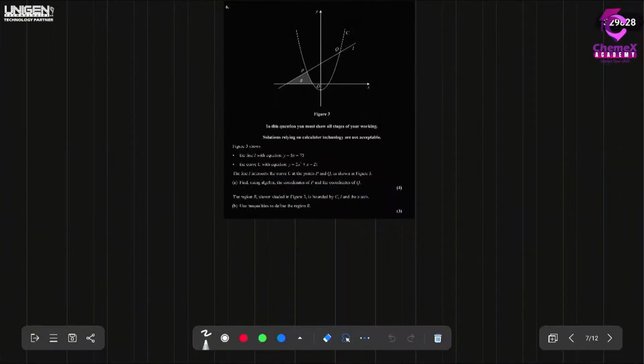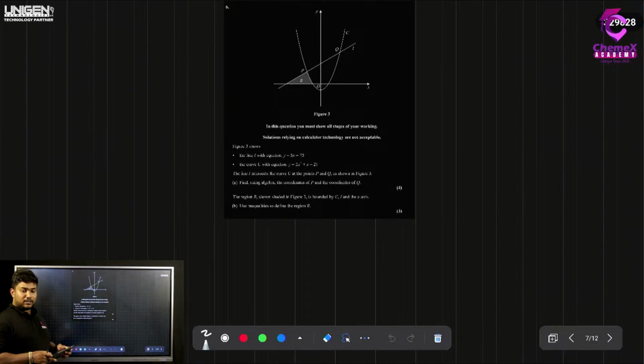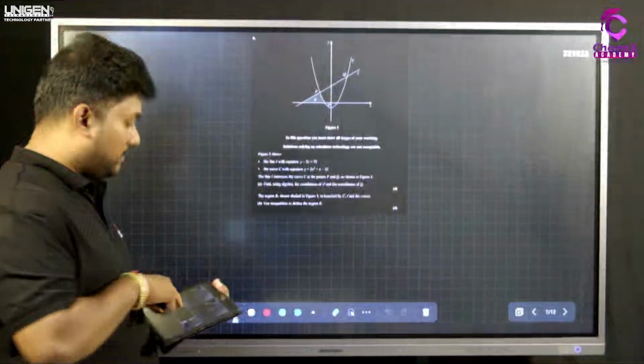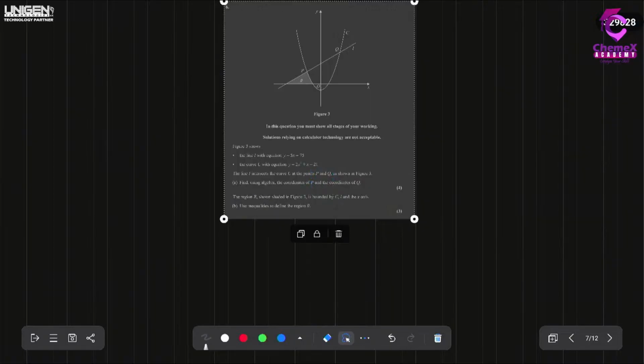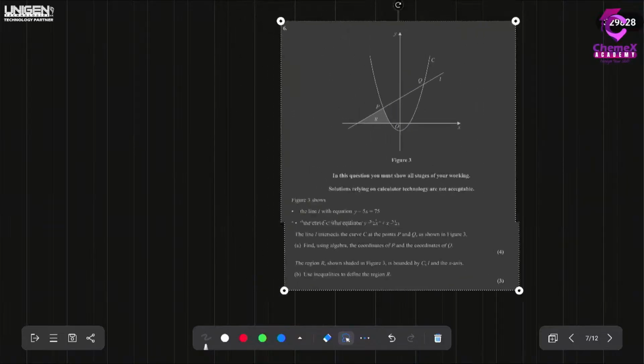So if you take the next question, in this question, you must show all the stages of working. Solutions relying on calculator technology are not acceptable. The line L with the equation y minus 5x equals 75. Hope you can see the image clearly. Is it clear for you? You can zoom and see. If it's not clear when I'm sharing, let me know. I can make it larger. Is it clear? Kamita, is it clear? Clear, sir. Okay.